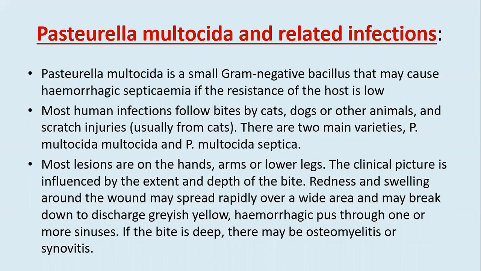Pasteurella multocida. Pasteurella multocida is a gram-negative bacillus that causes hemorrhagic septicemia if host resistance is low. Most infections follow a bite by a cat, dog, or other animals and scratch injuries. There are two main types of bacteria, Pasteurella multocida and Pasteurella multocida septica. Most lesions are on the hands, arms, and lower leg.